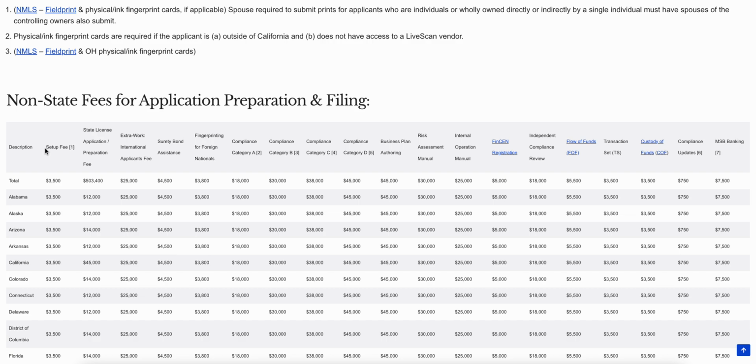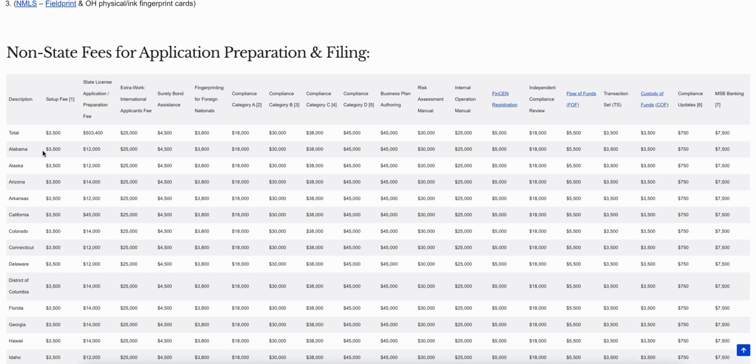and this is where you hire a consultant like our company or any other company that would do this for you. So what is a setup fee? What is a state license application preparation fee, right? So for Alabama, for example, we charge $12,000.